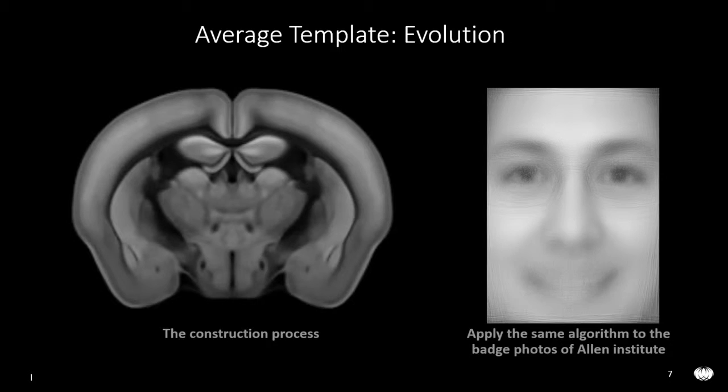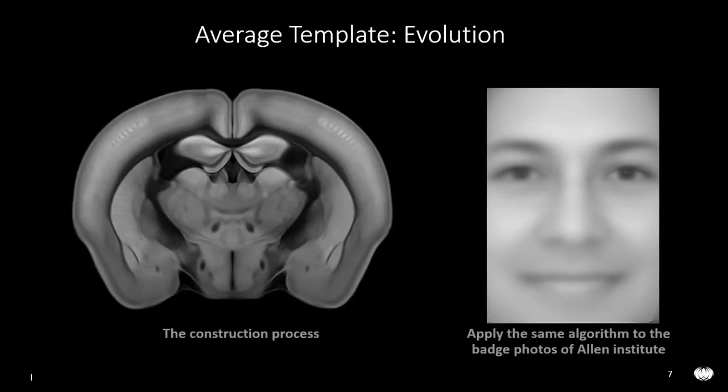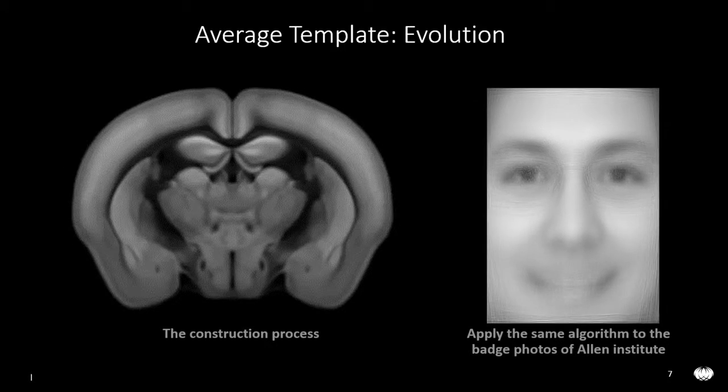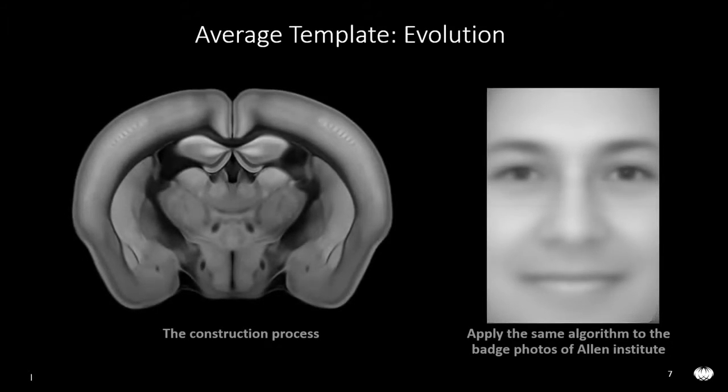And these two videos show you how this algorithm converged. They both start from some very fuzzy image and gradually turn into a clear and sharp image. And the right side is an interesting example of applying the same algorithm to our badge photos. When I ran this algorithm, I really didn't know what we were going to see at the end. So when I see this charming face, I feel kind of relieved.